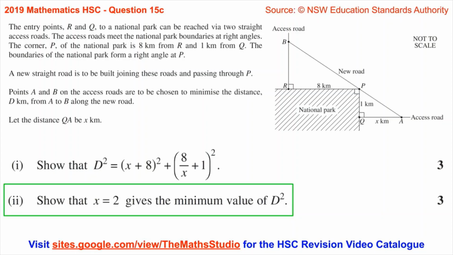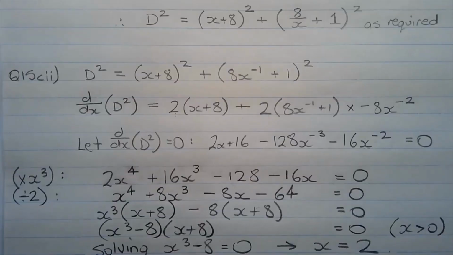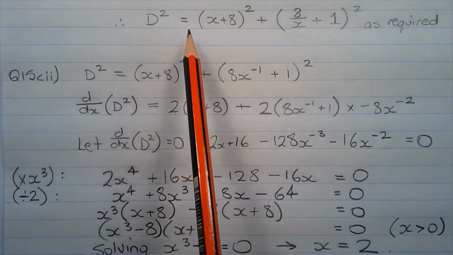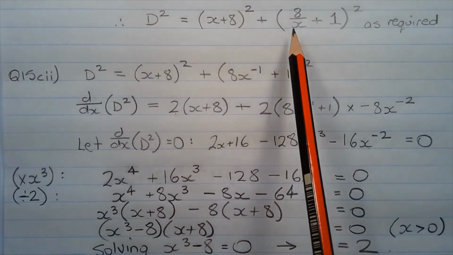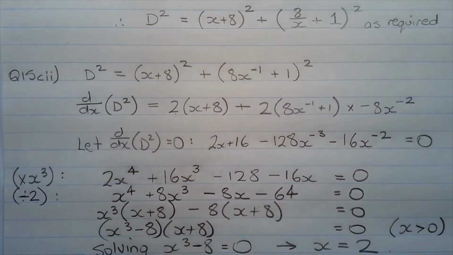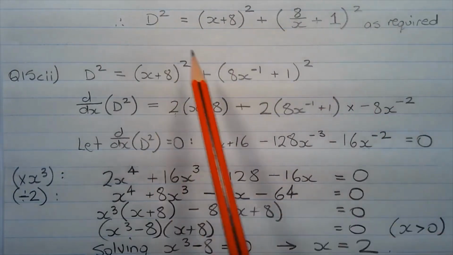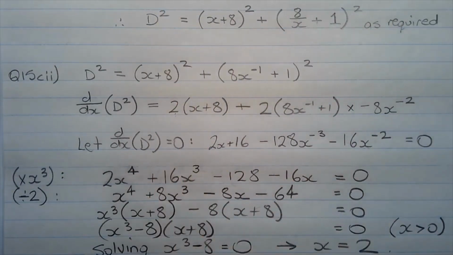Part 2. Show that x equals 2 gives the minimum value of d squared. From part 1, we have d squared equals (x + 8) squared plus (8/x + 1) squared. So we need to differentiate the right-hand side with respect to x. Let it equal 0. Find the stationary point by solving for x, and then find the nature of that stationary point and show that it's a minimum.